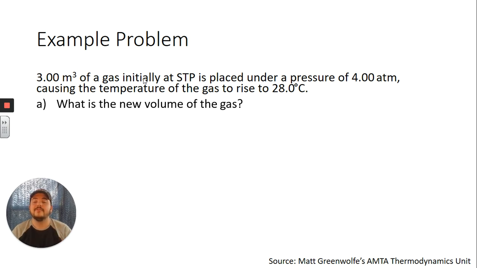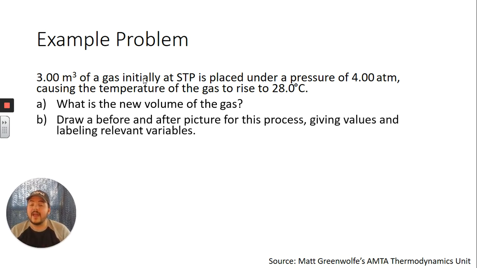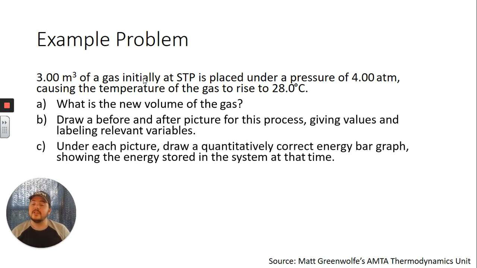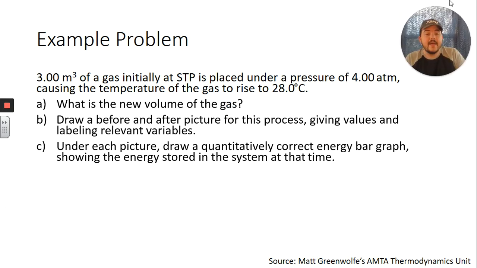Now, 5 parts to this problem. Part A, what is the new volume of the gas? Part B, draw a before and after picture of this process, giving the values and labeling the relevant variables. Part C, under each of those pictures, draw a quantitatively correct energy bar graph, showing the energy that's stored in the system at that time.